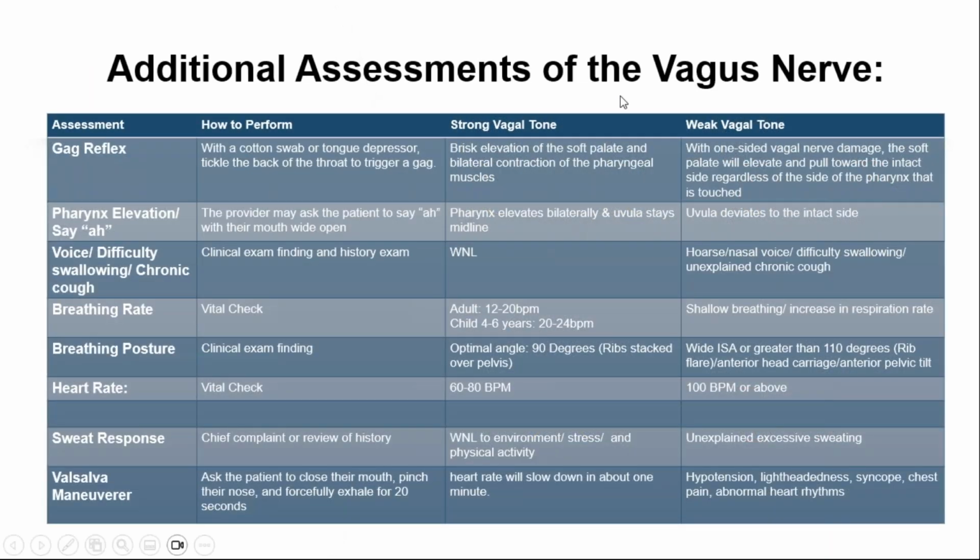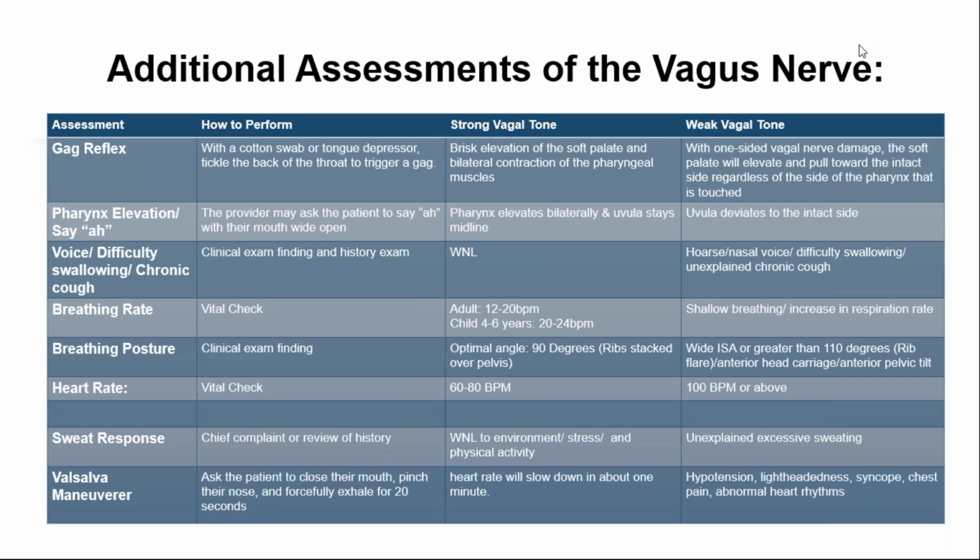And then here, I put this in a chart because I think it would be a lot easier for you guys to snap a picture, and I don't want to spend too much time because we have a little bit more to go over. Here are some additional assessments you can do in your office for vagal tone: gag reflex, watching the soft palate elevation. I literally walk you through these if you don't know how to perform them. You do the gag reflex with a cotton swab or tongue depressor, and you're watching that gag reflex.